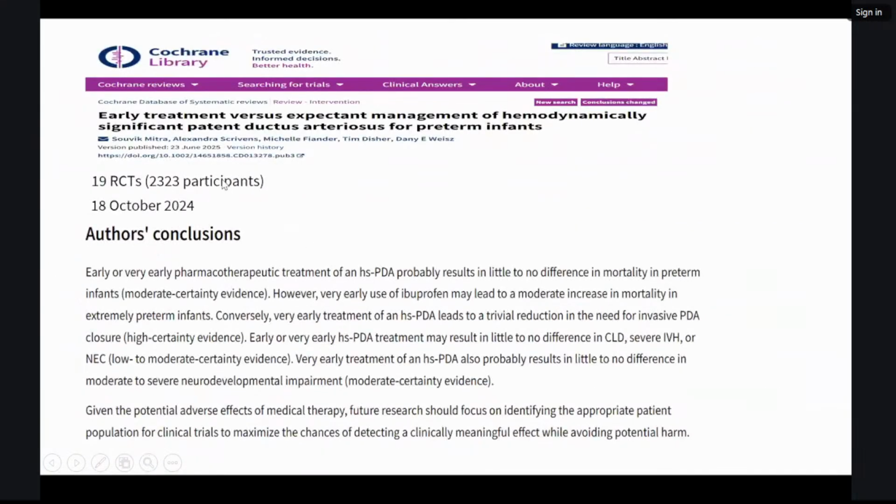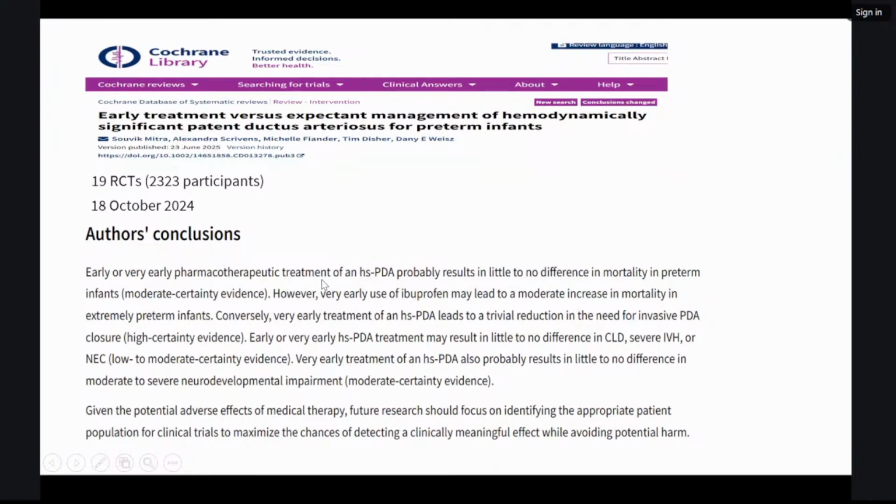Next comes the Cochrane review. This is a recent review done by Souvik Mitra et al., published in 2025. Here, in the study, they looked at early treatment versus expectant management of hemodynamically significant PDA for preterm infants. They compared various treatment managements. 19 RCTs were included, with a total of 2,323 participants, published in October 2024.